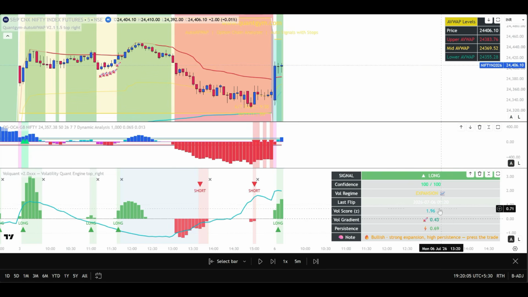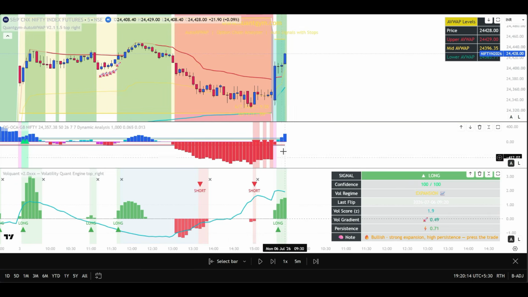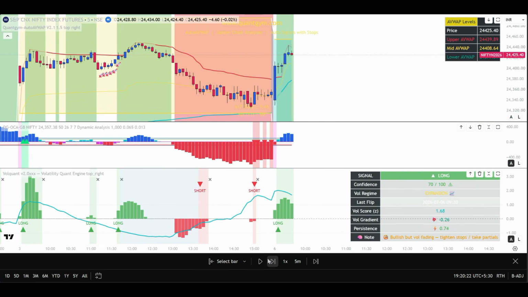Same conditions persisting. This is bullish. This is becoming even more bullish, so I don't have any problem. Same scenario, this is getting even more bullish. Now, the question is how far do I let it go? I will have to book profits at some place.